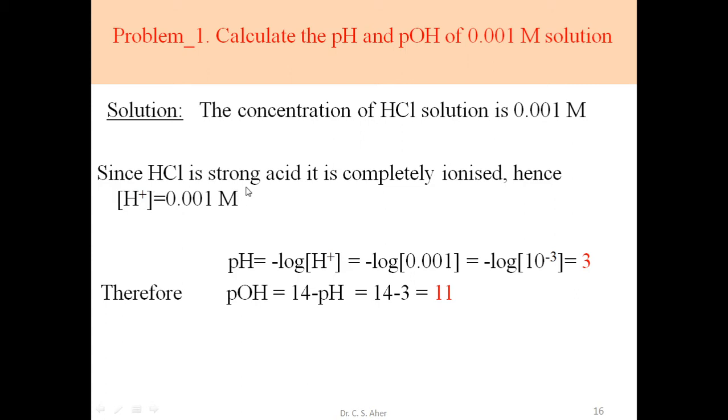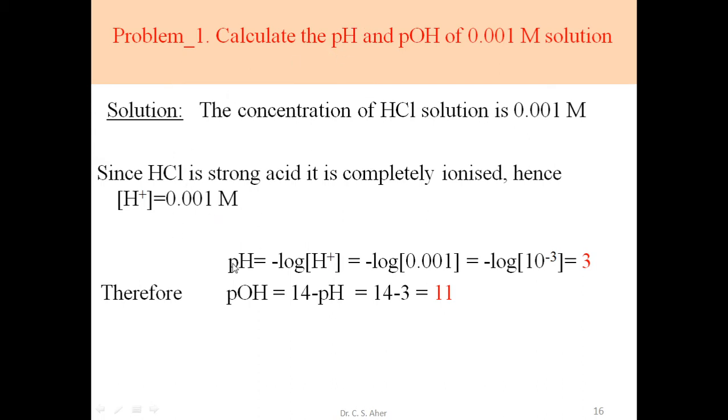Since HCl is a strong acid, it is completely ionized, and hence the H plus ion concentration is the same as the acid concentration. This is the HCl solution. So this HCl concentration is the concentration of H plus ion, due to the strong nature of HCl. So we have the concentration of H plus ion, then we easily calculate pH.